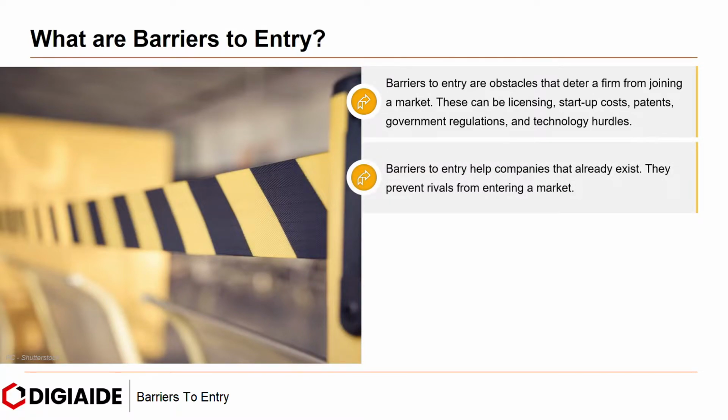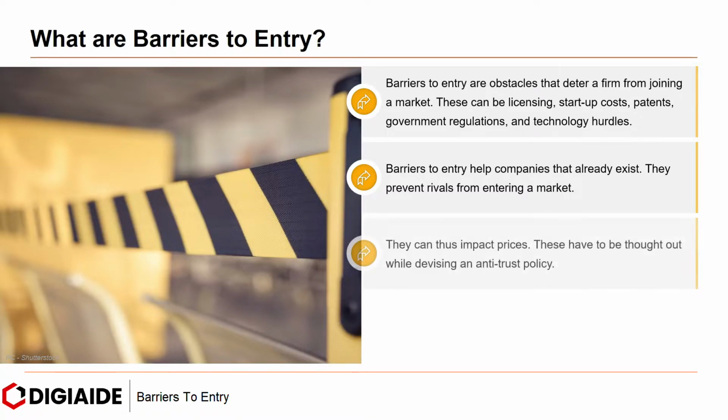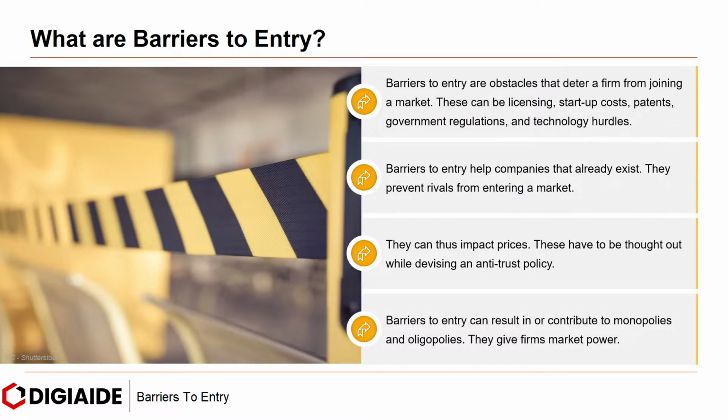Barriers to entry help companies that already exist in the market. They prevent rivals from entering a market. They can thus impact prices. These have to be thought out while devising an antitrust policy. Barriers to entry can result in or contribute to monopolies and oligopolies. They give firms market power.